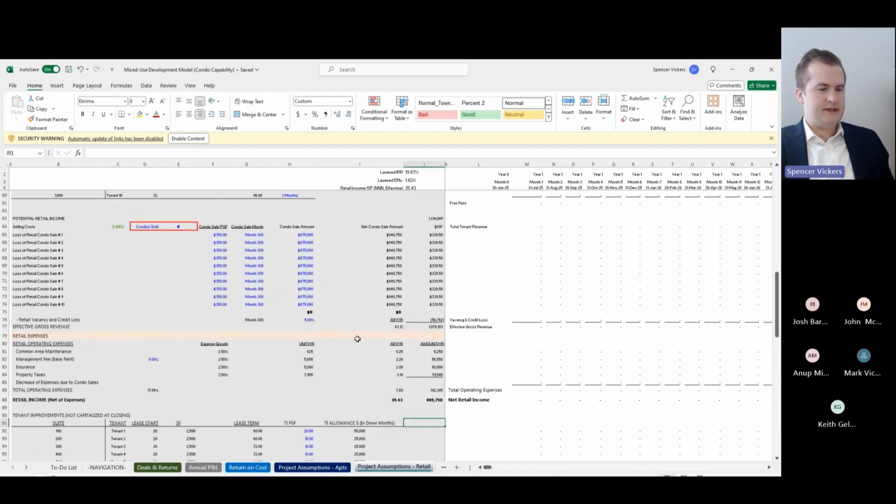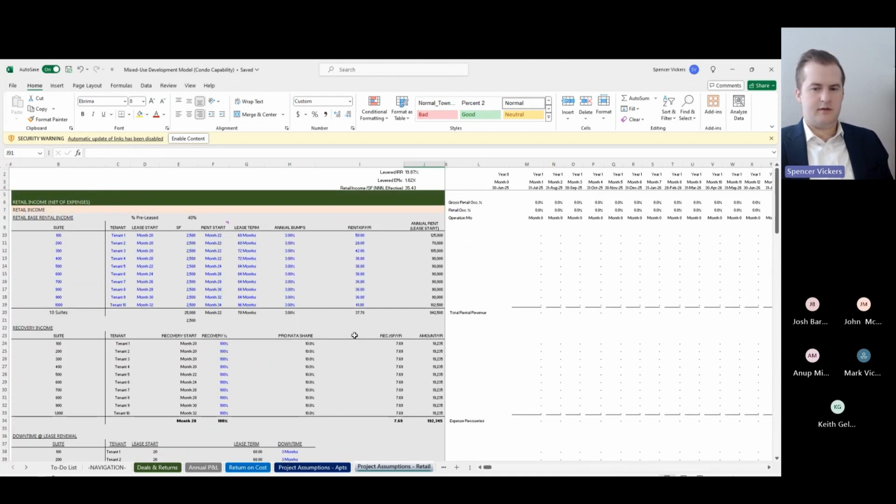Project assumptions for the retail. This module includes up to 10 tenant suites. It includes a timing for when the lease starts relative to when the rent starts. The delta there is any free rent that's assumed. The reason for this difference is the recovery information is going to start along with the lease start. You can change that, and that'll affect when the recoveries start, but that's currently how that's assumed.